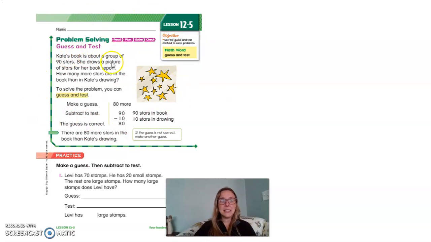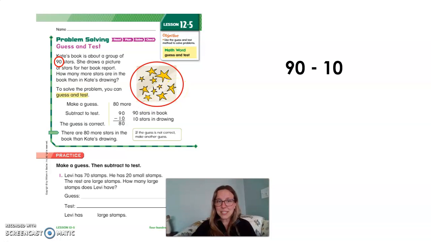The example says Kate's book is about a group of 90 stars. So you can go ahead and circle 90, and then I'm going to put the number 90 over here because we know that number is important. And it says she draws some stars for her book report, but she doesn't draw all 90 of them. So how many more stars are in the book than in her drawing? If we count the stars here, I see 1, 2, 3, 4, 5, 6, 7, 8, 9, 10 stars. So if we take away those 10 stars from the 90, that should give us that difference, or the amount that are more in the book than what she drew.